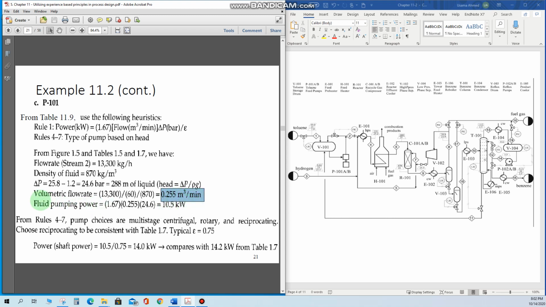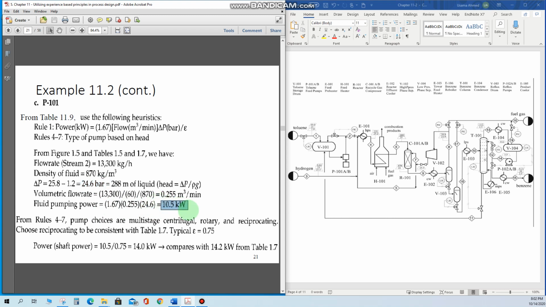Now we have to estimate the fluid pumping power. For this we have to go back to equation 1.67. The flow rate we have estimated earlier, this 0.255. Delta P we have considered here, which comes out to be 24.6 bar. So you can put the values here, and the fluid pumping power would be equal to 10.5 kilowatt.